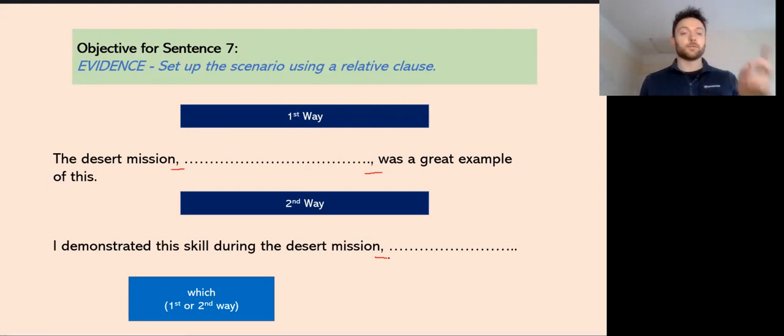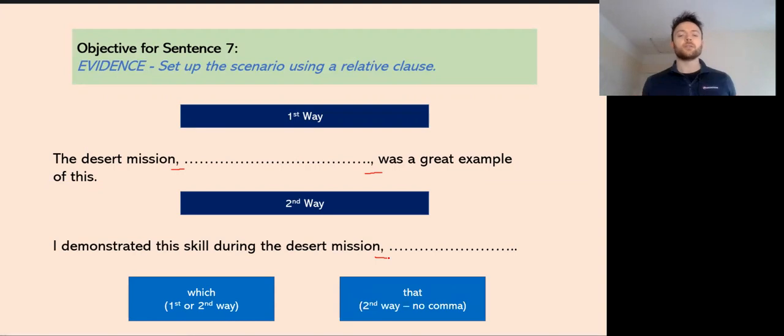Now, there's 2 relative pronouns that I would recommend using for this, okay? Which will work for either the first or the second way. You can also use that, okay? So you could say, I demonstrated this skill during the desert mission that took place under the most extreme circumstances. If you were to use that, I would not use a comma, okay? I would not use a comma for that. And I also would tend not to use that for the first way as well, okay? But that's a personal choice.